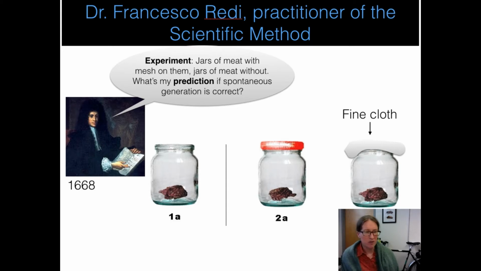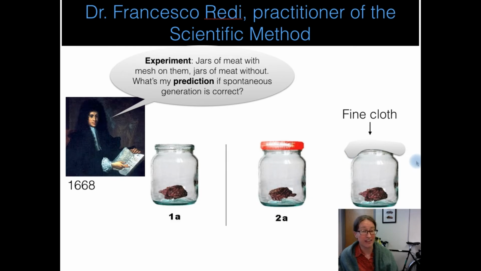And so what Dr. Redi did is he came up with 3 different treatments for his experiment. So he had one set of jars that contained some meat that were left open to the air, as you see here. And then he had a second set of jars that contained some meat that were sealed off with corks. This is kind of just capped here. So totally sealed off so nothing could get in or out. And then he had a third set of jars that were covered with a very fine mesh cloth.